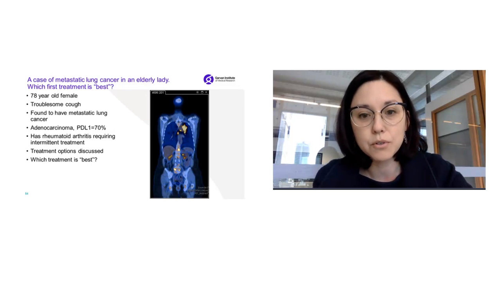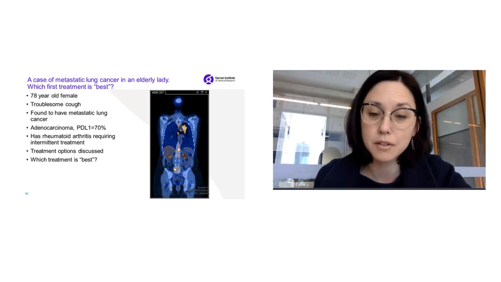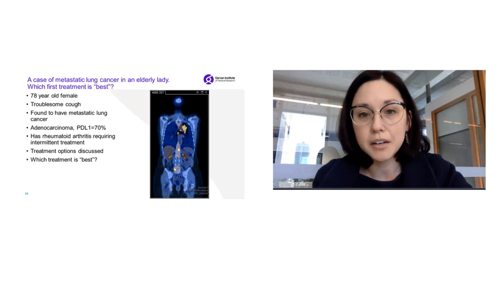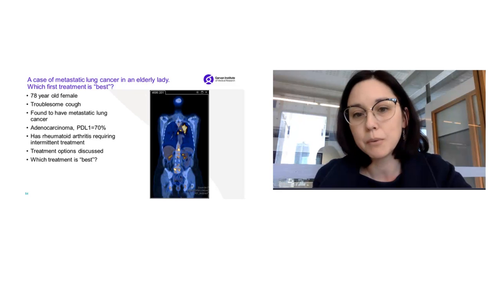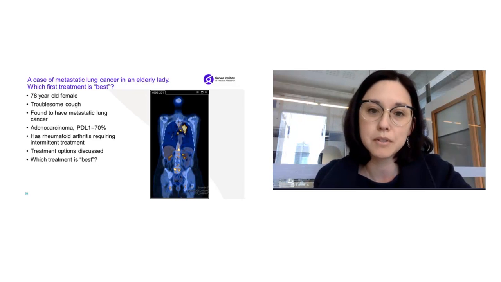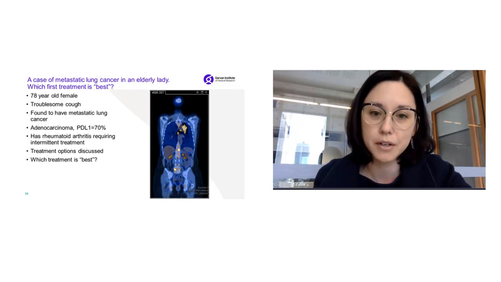She also has rheumatoid arthritis requiring intermittent treatment, and so she comes to see me for discussion of treatment. All I can really tell her is that immune therapy may work. She has about a 50% chance of getting benefit from this therapy, but we also know she's probably got about a 30% chance of having a flare of her rheumatoid arthritis.